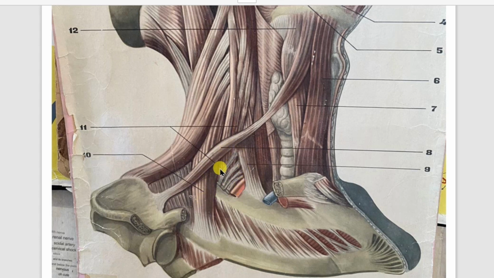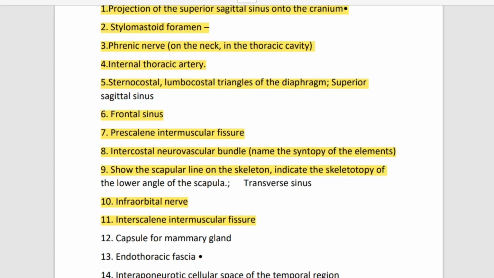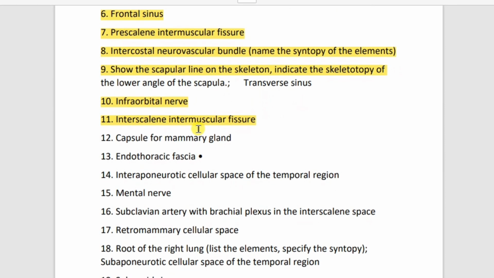As you can find, between the middle and the anterior one you can find the interscalene intermuscular fissure. And bear in mind, the anterior and middle scalene muscles are attached to the first rib, and only the posterior one is attached to the second rib. So let's have a look at our next structure.